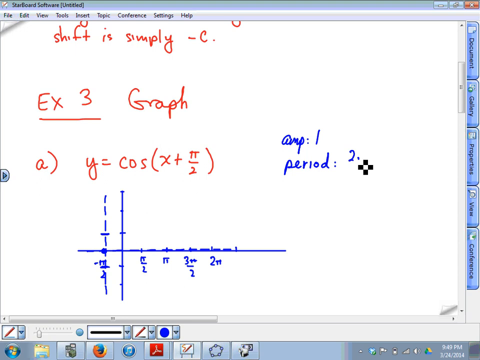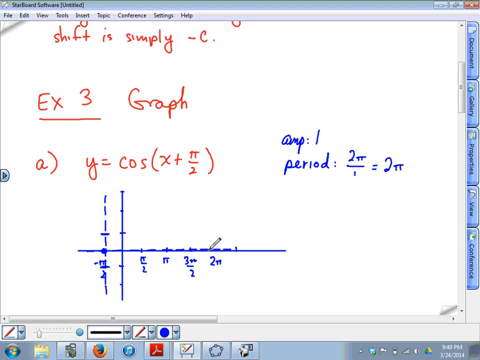The period is still 2 pi divided by b, but there is no number directly in front of x, so b is just 1. So it's 2 pi. Now, normally if the graph started at 0, 0, it would end at 2 pi. That's the length of one cycle.